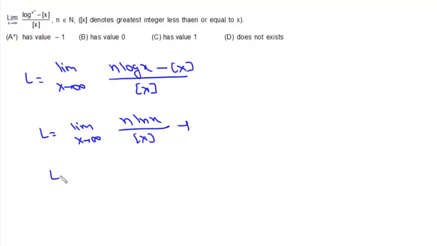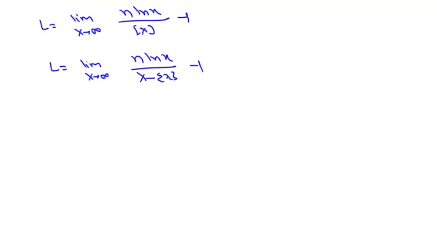Now we know that we can write the greatest integer function of x as limit x tends to infinity, and it will be n log x, and this is x minus fractional part of x, minus 1, or we'll write this as limit x tends to infinity n log x upon x divided by 1 minus fractional part of x upon x, minus 1. Now we'll solve these two limits.